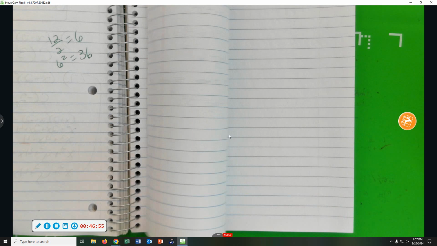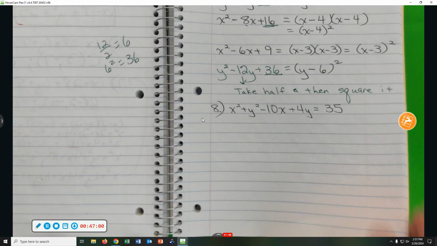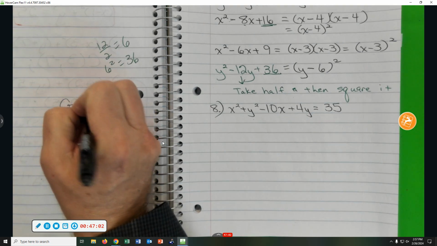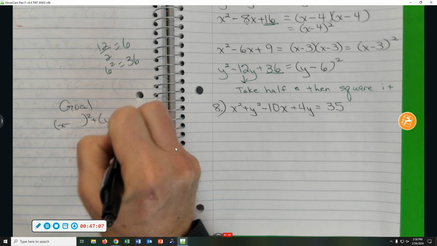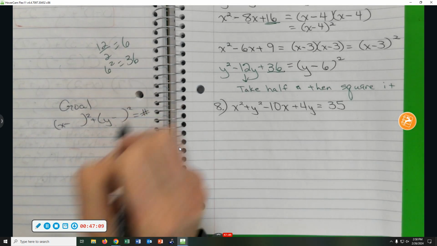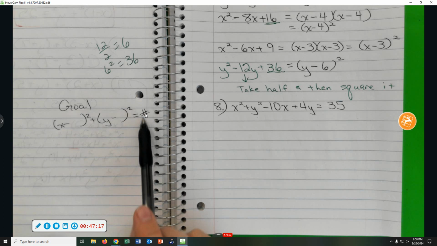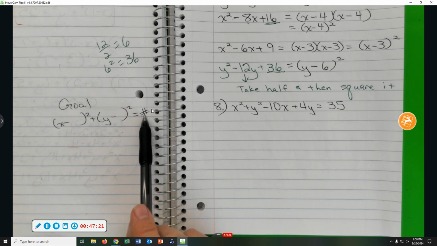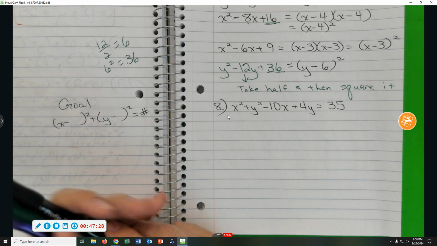Our goal as we do this is to get it in center radius form. Here's the goal: x minus, y minus, and a number right there. So you can go change the sign, square root. I guess I shouldn't use that. That looks like a hashtag. And in the olden days, that little pound symbol represented a number. So this is a number here. Hopefully a positive number.